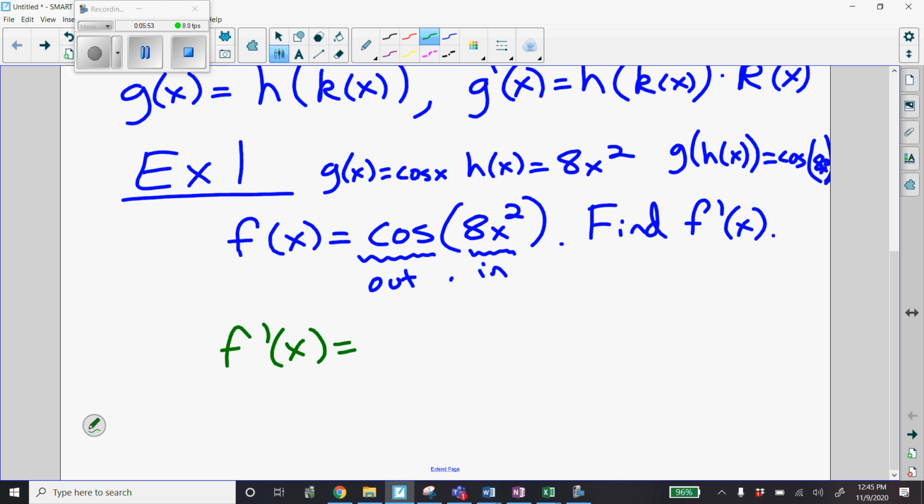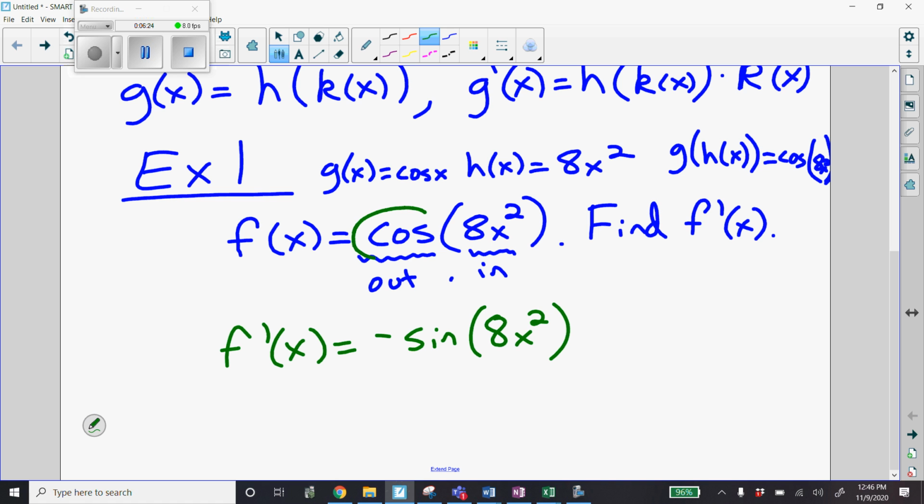So I want to think of my outer function as cosine of x. What is the derivative of cosine of x? Well, I know that's negative sine of x. But I don't want to do the derivative of the outside with respect to x. I want to do the derivative of the outside, negative sine, with respect to the inside function, which is 8x squared.